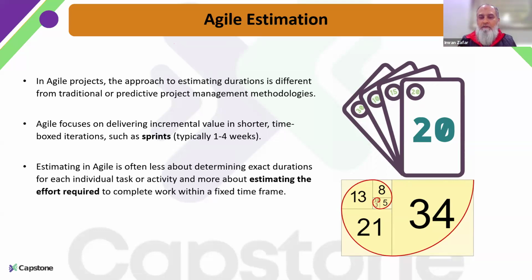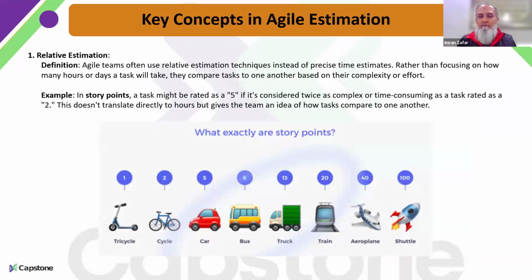So how is the effort required for the creation of any user story estimated in Agile? In Agile, we talk about relative estimation. We do not talk about the particular activity level. We do not break it down to the task or activity level. This is not what we do in Agile.